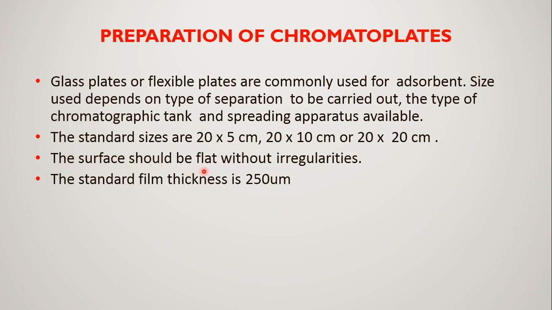The surface should be flat without irregularities. The surface of these flexible plates, glass plates or aluminum foil should be very uniform, so the coating over it will also be uniform. The standard film thickness is 250 micrometer. This is the coating thickness, the thickness of the silica gel or alumina gel coated over these plates. It is around 250 micrometer, meaning 0.25 millimeter.